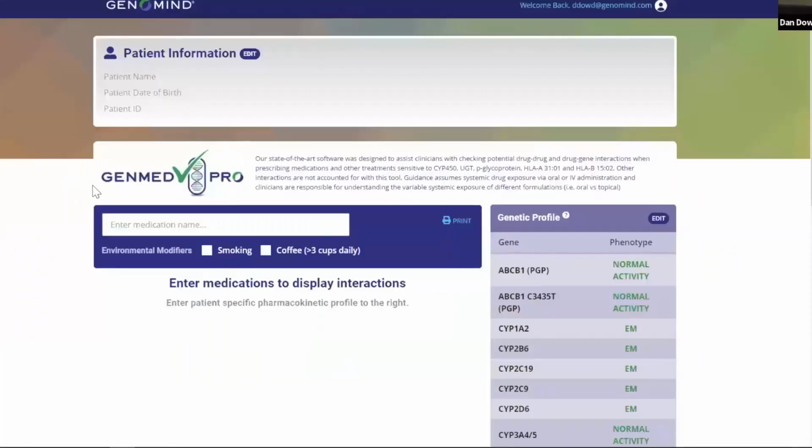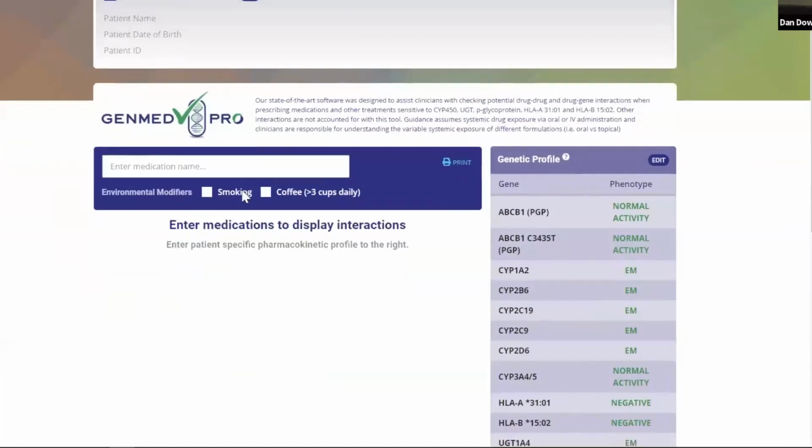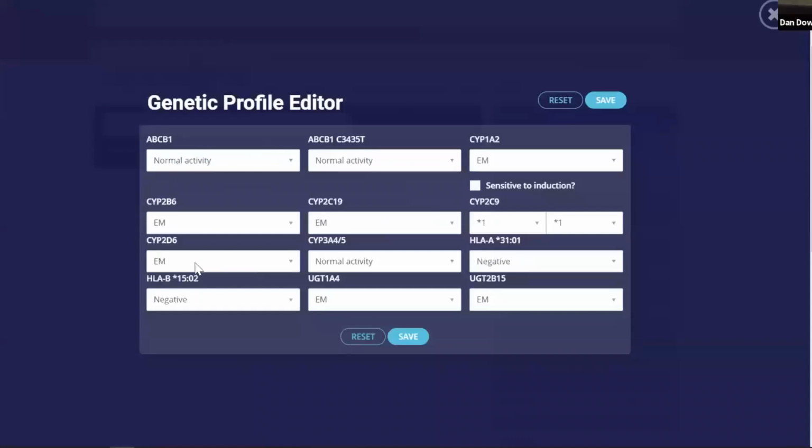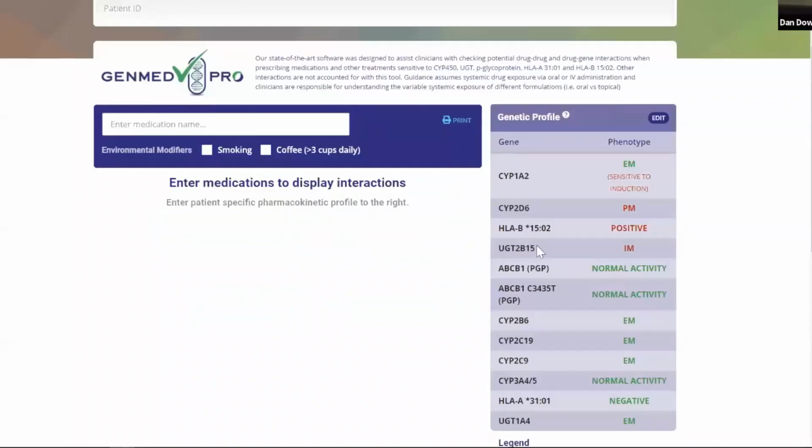Okay, so this is it. This is GenMed Pro right here. This is a demo account, so this looks a little different than what you would see. The only difference, however, is that I have to pre-populate the genetic profile. You would never have to do that. Your genetic profile would already be fully populated. But since this is a demo account, I need the ability to change different genetics here.